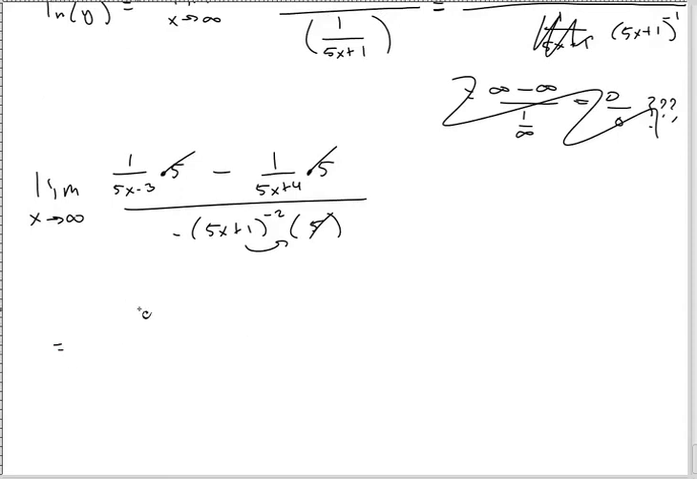And so I've got fractions all over the place. This is technically a negative 1 over 5x plus 1 all squared. And so that's awesome. Now, I have an idea. Oh, I see. What did I do there?